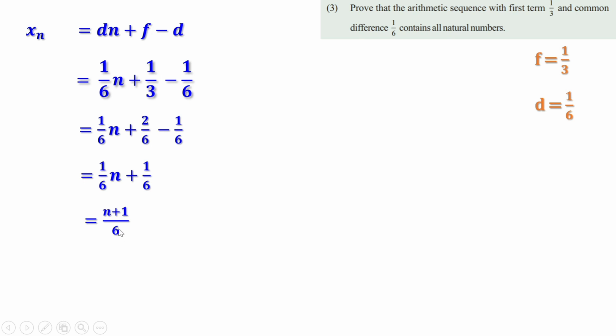Now we know n can take different values. When n is 5, n plus 1 is 6, 6 by 6 is 1. We get the first natural number. When n is 11, n plus 1 is 12 and 12 by 6 is 2, the second natural number. When n is 17, 17 plus 1 is 18, 18 by 6 is 3, the third natural number. So we know n plus 1 can be multiples of 6. In those occasions, we get natural numbers. That means this sequence contains all natural numbers.